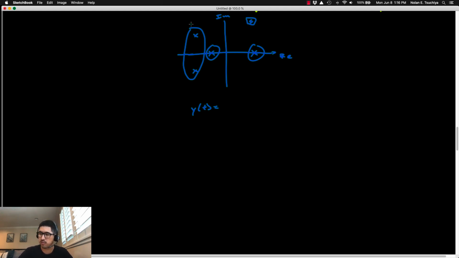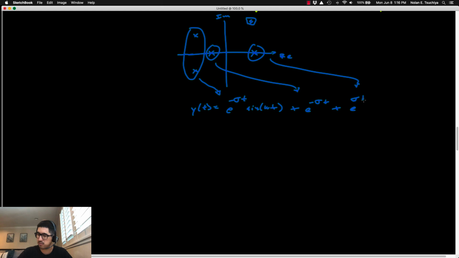You're going to get one component from the complex poles, which is going to look something like e to the minus sigma t sine of omega t, right? So this component is going to be as a result of that pair of complex poles. You're going to get some exponentially decaying component due to this pole here, and you're going to get another component due to this pole over here, which is going to look like e to the positive something t, right? And so you can see that these two portions of the response will eventually go to zero, but this portion here is going to diverge to infinity.